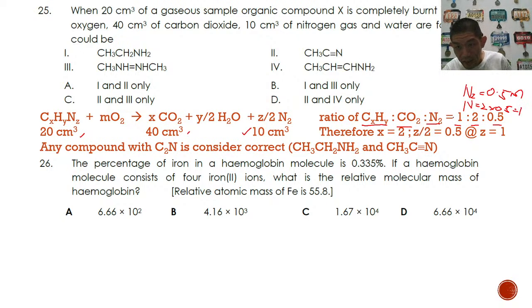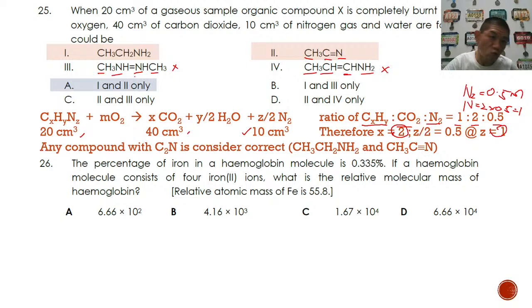So at the end of the day, what do you want? As long as you have any formula with C equals to 2 and N equals to 1, then that shall be your answer. So which one is possible? Number 1 is correct. Number 2 also has 2C and 1N, also correct. Number 3 has 2C and 2N, which is wrong. And number 4 has 3C and 1N, which is also wrong. So the best answer is 1 and 2 only correct.